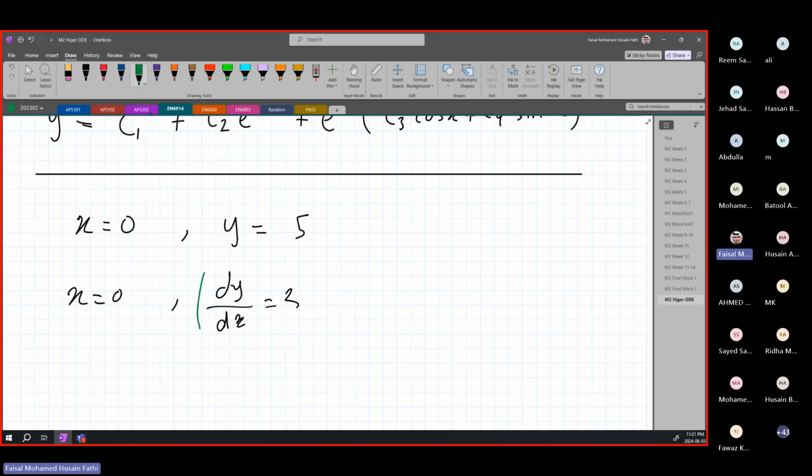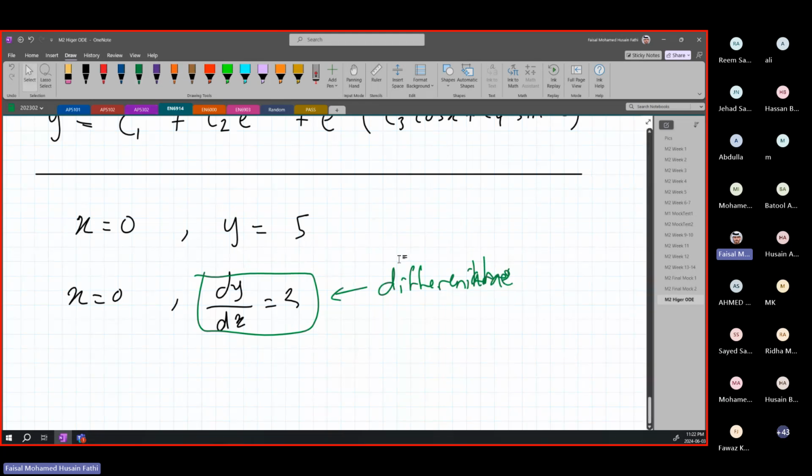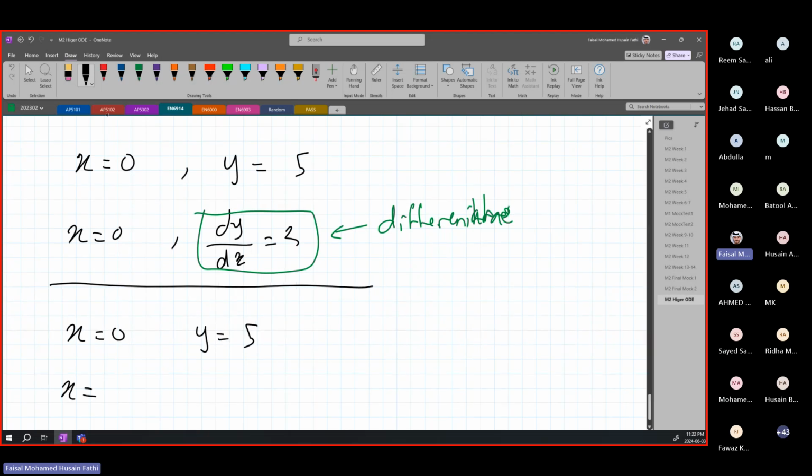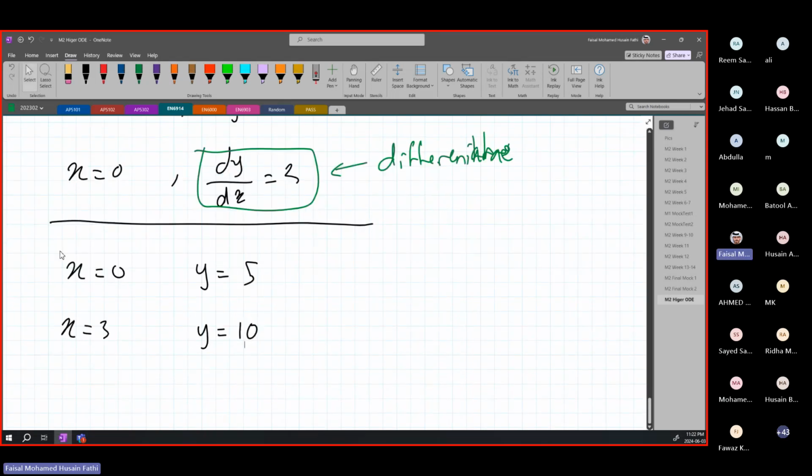Because you have dy by dx, that means you're going to have to differentiate your general solution. Anyway, you get the point. You have to differentiate. But what if they did not give it to you as this? What if they said at x equals 0, y is equal to 5, and at x equals 3, y is equal to 10? You don't have to differentiate.